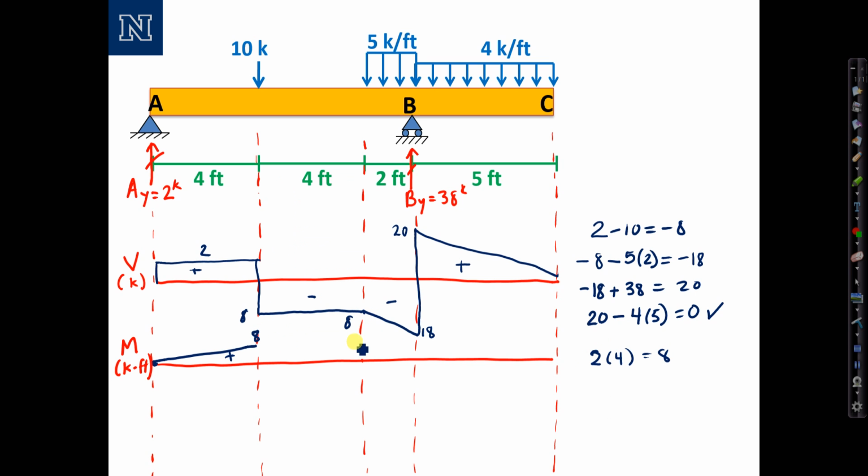Then over the next region, the moment diagram is going to decrease linearly because the shear is negative and constant. So we can calculate the value as the value at this point minus the area of the shear diagram over that region, 8 minus 8 times 4, which gives us -24. So the moment drops down like that. And then over the next region, because the shear is negative, the moment is going to decrease, but the shear has a slope to it, so the moment is going to have some curvature to it. It's going to be a quadratic curve, and it's going to look something like that.